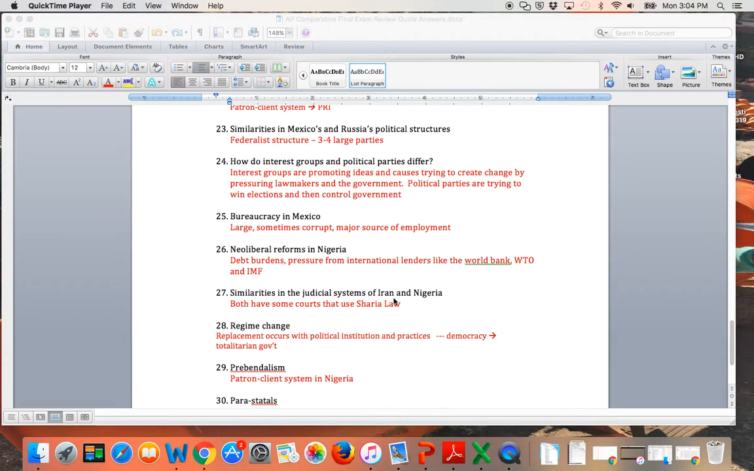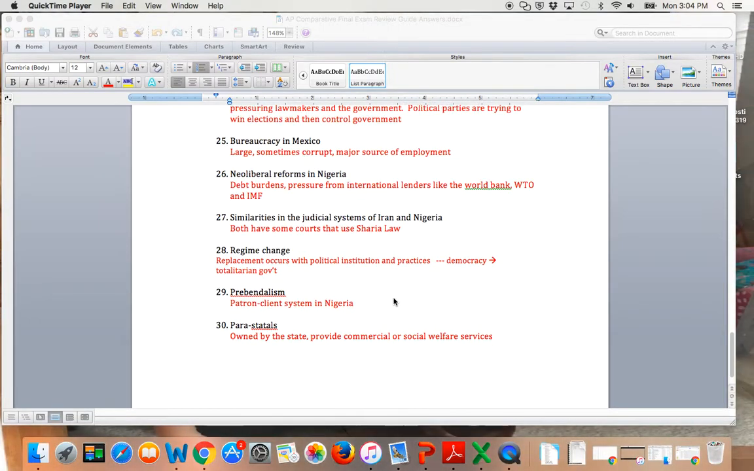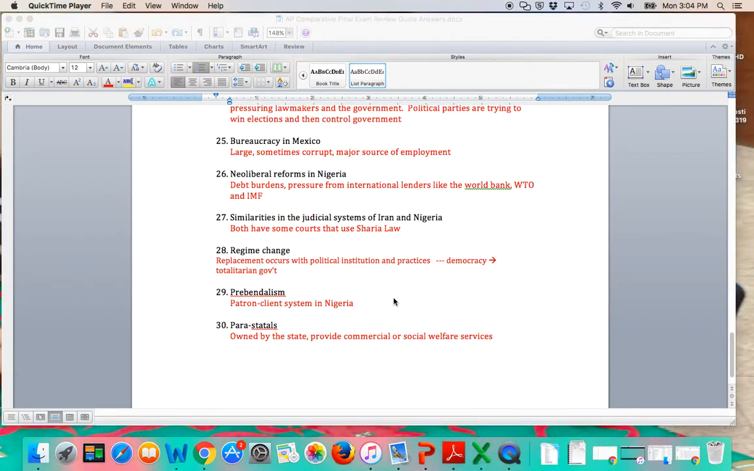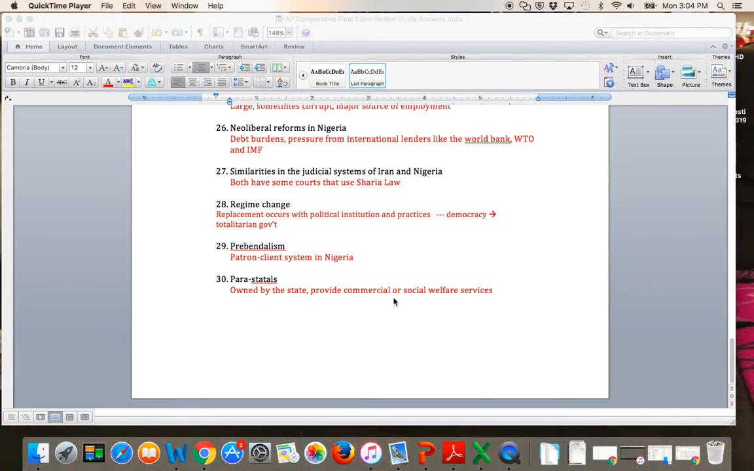The bureaucracy in Mexico is very large. A lot of people are employed, but it becomes corrupt because there are so many people working within Mexico. Neoliberal reforms in Nigeria: debt burdens, they're pressured by international banks, the World Bank, the IMF, in order to get rid of those debts. And then Iran and Nigeria are similar because they both have some court systems that are based on Sharia law.